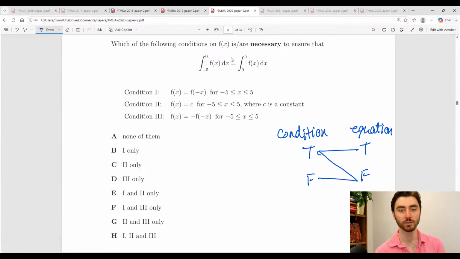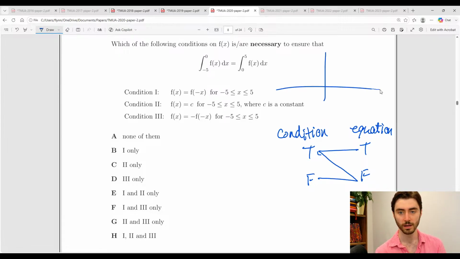This becomes a lot easier. Can I have this be true without the condition being true? So what you can do is draw some random nonsense and say, trust me, bro, that's -5, that's 5. If area A1 equals area A2, then condition 1 is false, but the thing is still equal.